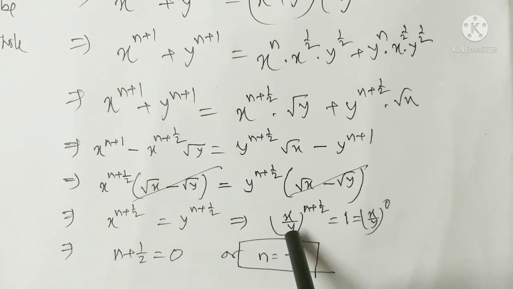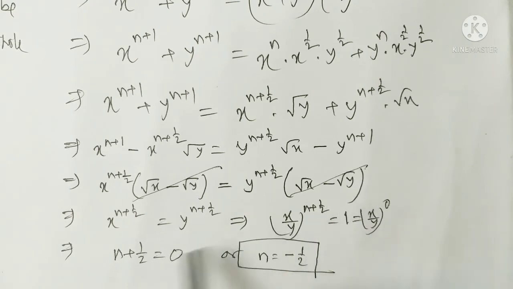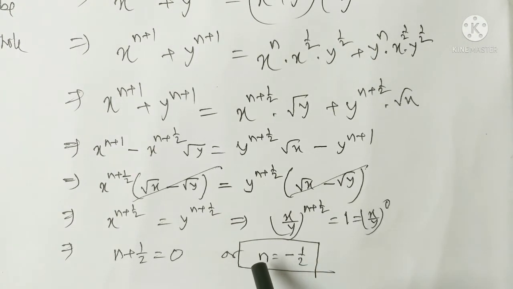Here we apply the formula of indices. If two bases are equal, then the two powers must be equal, that is n plus half equals 0, and n equals minus half. Therefore for n equals minus half, x to the power n plus 1 plus y to the power n plus 1 by x to the power n plus y to the power n becomes the geometric mean between x and y.